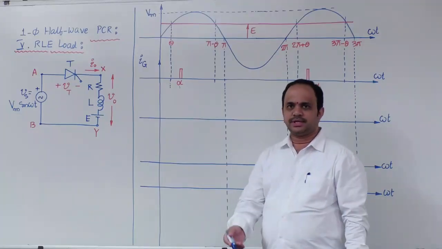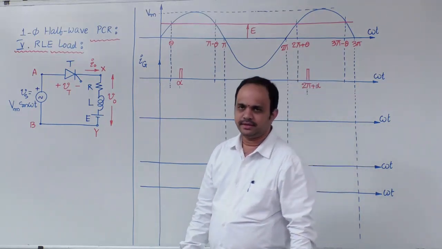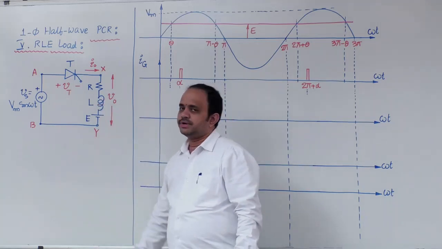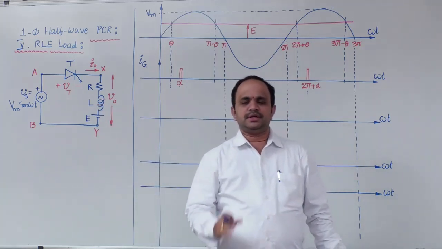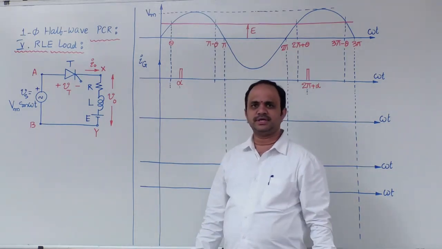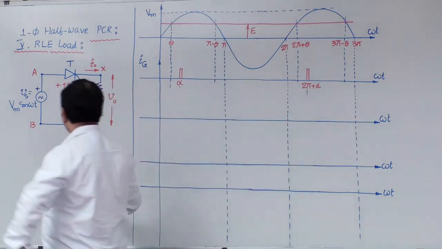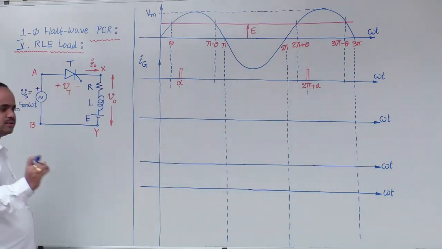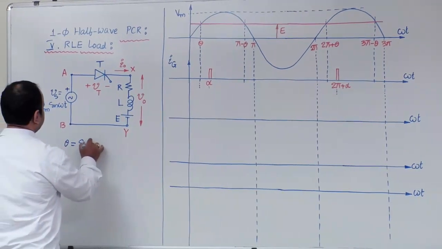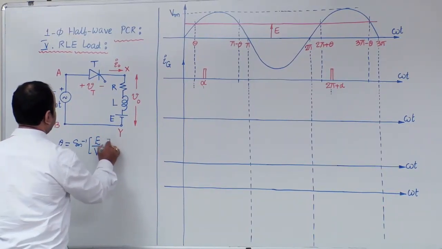Next, let us take another load. In the previous load, we considered RE. Now, I just added an inductance. Therefore, this load is an RLE load. The physical example for this load is a DC motor. You can say separately excited DC motor. First, before starting the analysis, here also few basic parameters. Theta is sine inverse E by Vm.